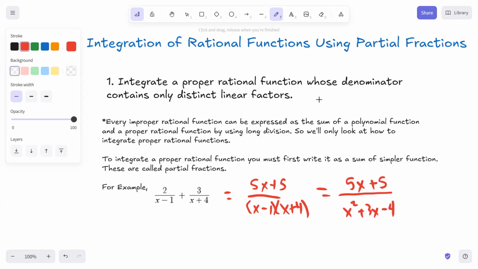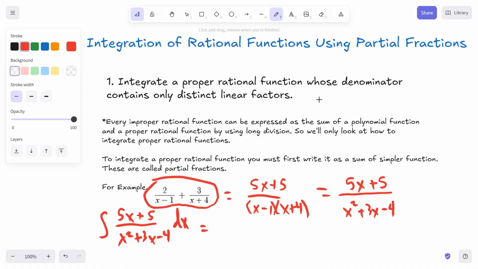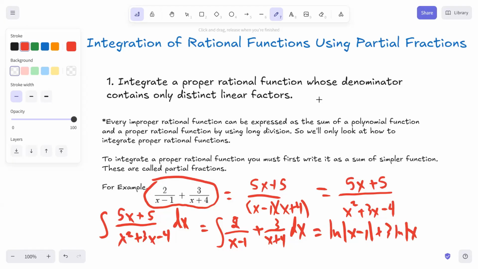So if you were given the integral of 5x plus 5 over x squared plus 3x minus 4, and you knew how to get it into this form right here, then you could rewrite the integral as 2 over x minus 1 plus 3 over x plus 4. And then those are just natural logs. Natural log absolute value x minus 1 plus 3 natural log absolute value x plus 4 plus c.